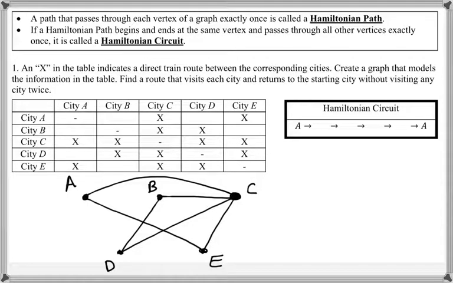D is connected to B, C, and E, so we just need to add the DE connection. And E is connected to A, C, and D, but we've already drawn those edges. So there could be different Hamiltonian circuits.